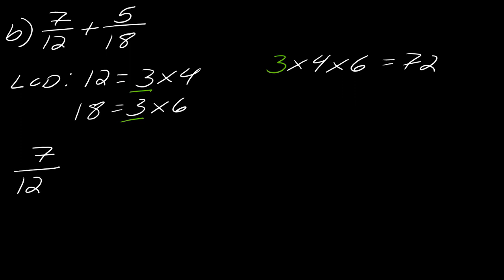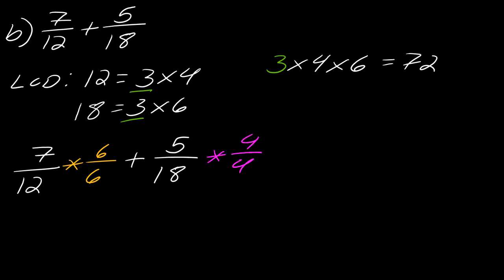So 7 over 12, what do I have to multiply 12 by to get to 72? So again, I can reference this. I know 12 is 3 times 4. If I compare that to the LCD, 3 times 4 times 6, I can see that I'm going to have to multiply both the top and bottom by 6. And then for 5 over 18, I'm going to multiply the top and bottom by 4.